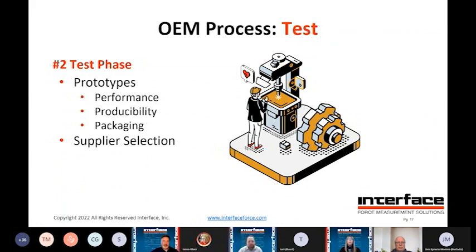And then also we need to keep in mind the supplier selection at this point of the process, understanding if we need multiple suppliers on certain materials, and/or understanding lead times and delivery aspects.